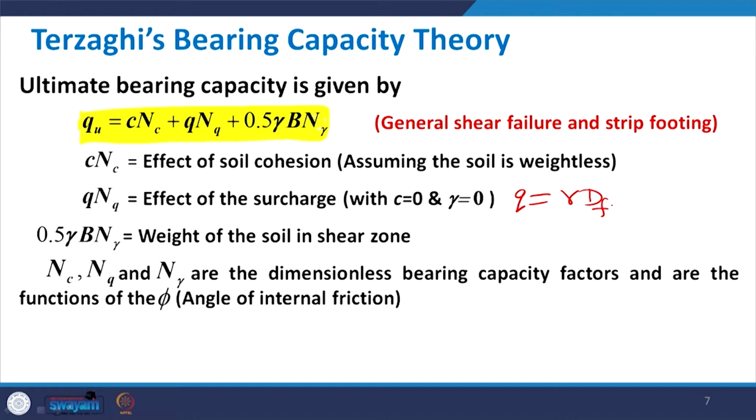In this equation, Nc, Nq and N gamma are dimensionless bearing capacity factors, and they are functions of phi, which is the angle of internal friction. So, Nc, Nq and N gamma do not have any dimension. c is already appearing in this equation, and phi goes into Nc, Nq and N gamma. That means qu is affected by both c and phi.